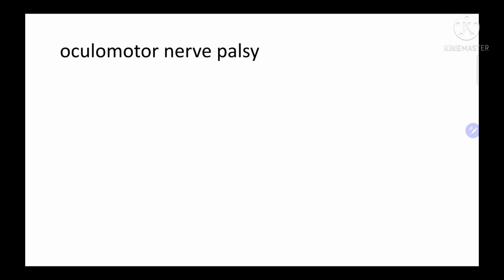So this palsy can be a complete nerve palsy, which results in the characteristic down and out position of the affected eye. The eye will displace outward, which is called exotropia, and displace downward is hypotropia. The outward is because the lateral rectus, remember, is innervated by the abducens, which keeps the muscle tone in comparison with the paralysis of the medial rectus.